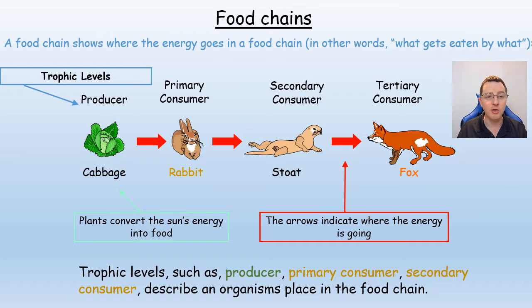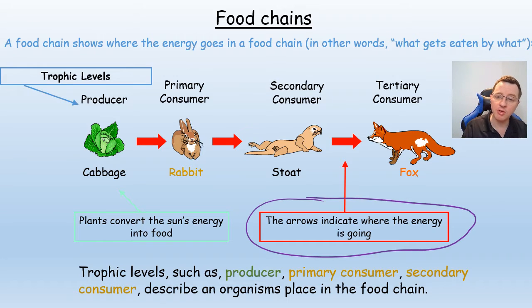In fact, in a food chain, the food chain shows us where the energy and in fact the biomass goes. In other words, what gets eaten by what. The arrows are incredibly important because they show where the energy is going. So a food chain really shows you the flow of energy from one organism into the next. That's what those arrows are showing you.